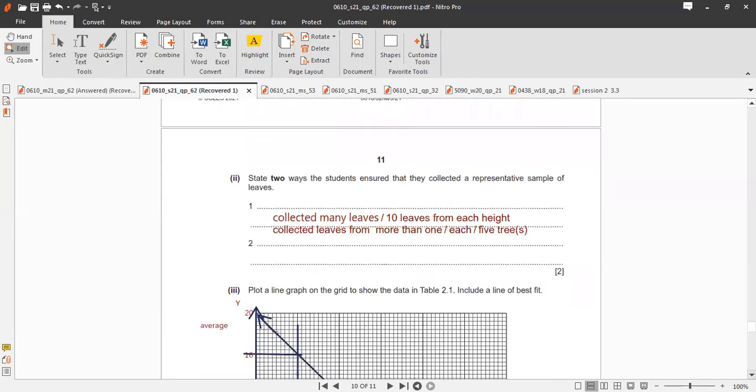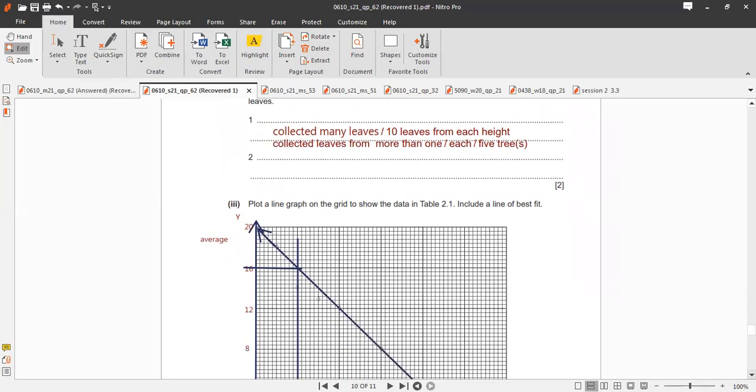State 2 ways the students ensured that they collected a representative sample of leaves. Collected many leaves, 10 leaves from each height, collected leaves from more than one tree, or collected leaves from 5 trees.